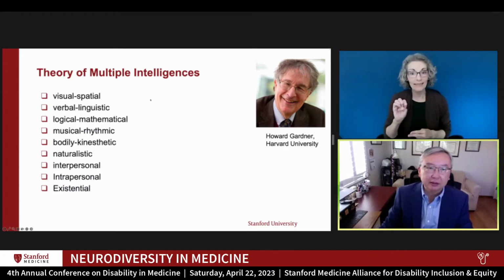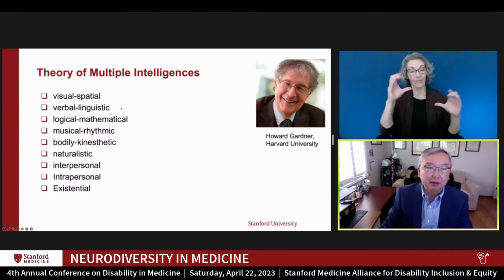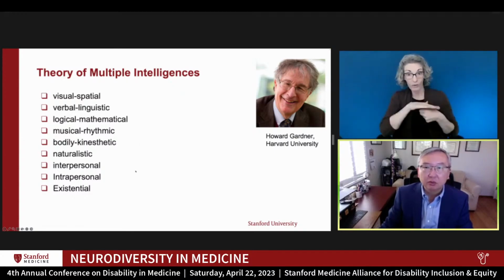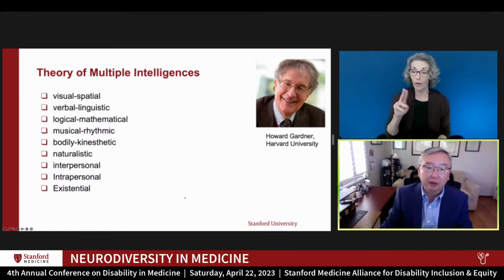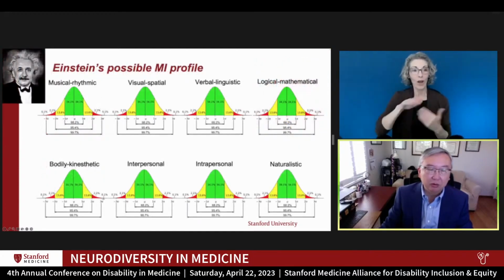So one can imagine that each person can have some ability in all of these domains. So we can have something that we can call a multiple intelligence profile. To illustrate the MI profile, we go to someone that we all know, Albert Einstein, the genius of the genius. So what is his profile like?